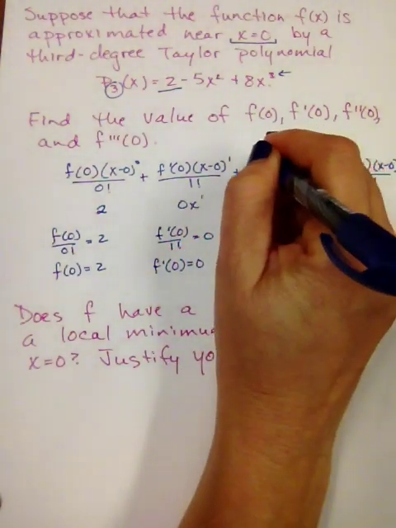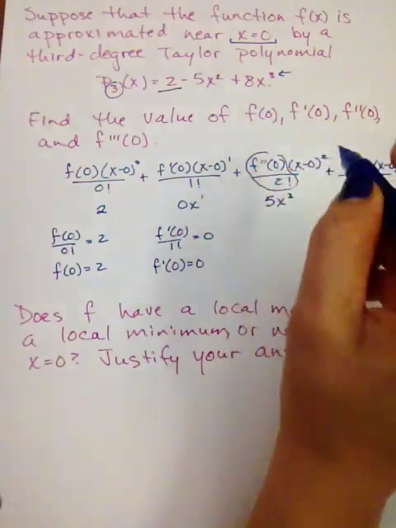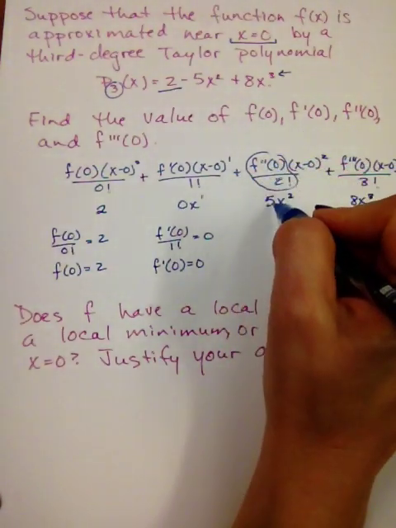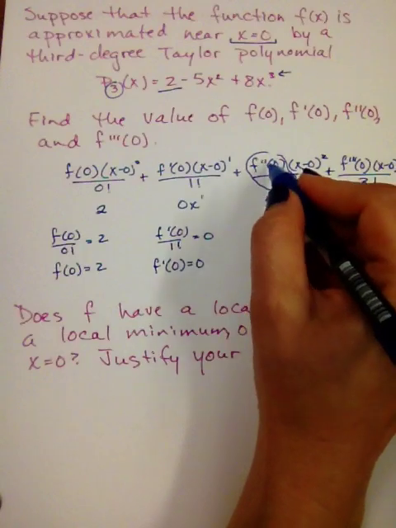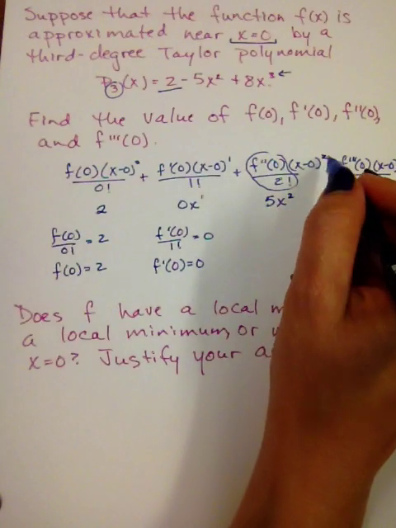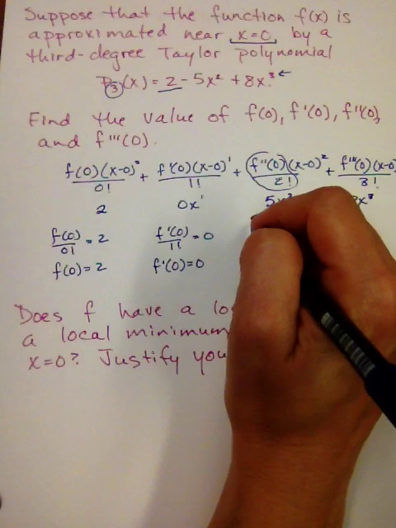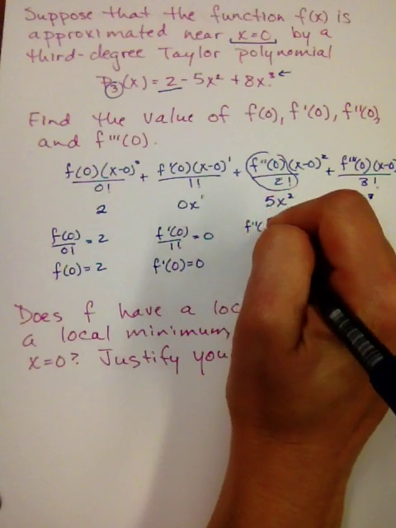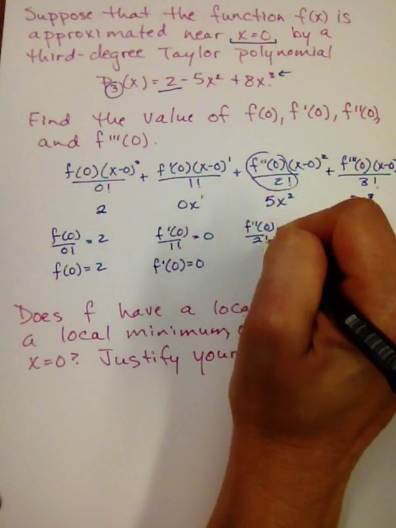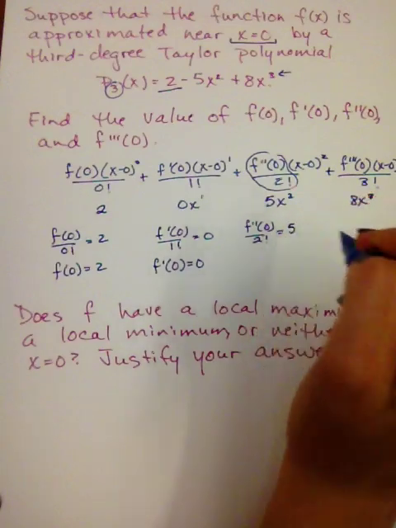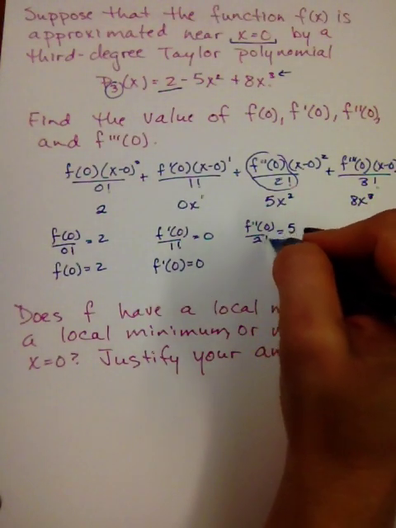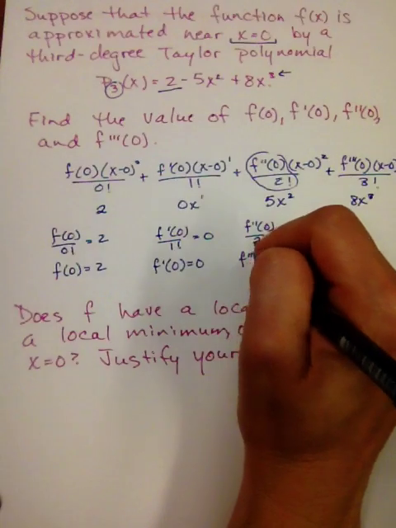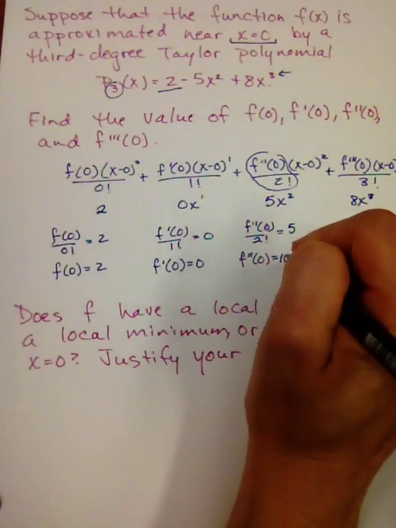For this, I know that my 5x squared has to equal this whole polynomial term, so 5 has to be equal to the coefficient. The x minus 0 squared and the x squared match up. So I know that f double prime of 0 over 2 factorial equals 5. So 2 factorial is 2, I multiply, and my second derivative at 0 is 10.